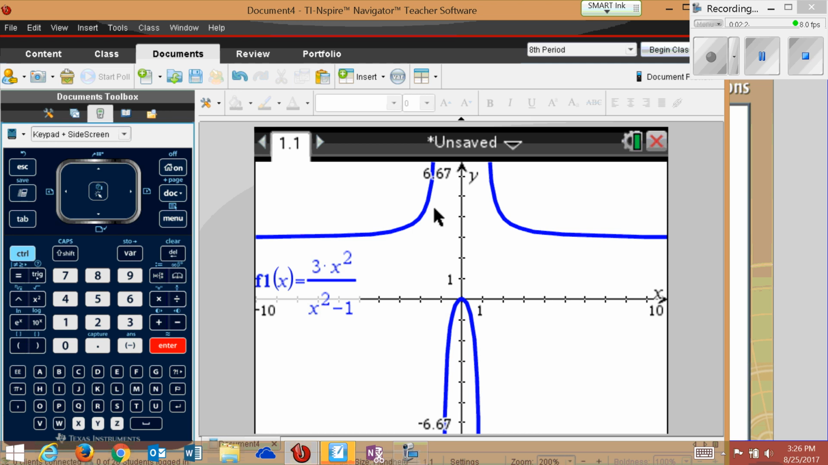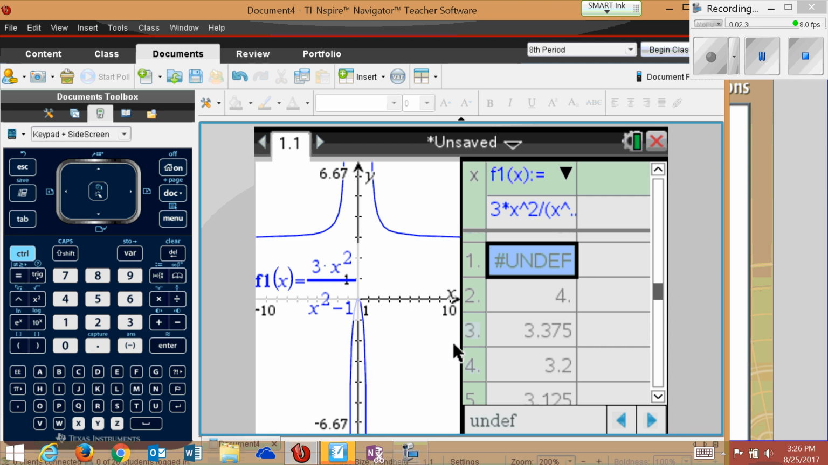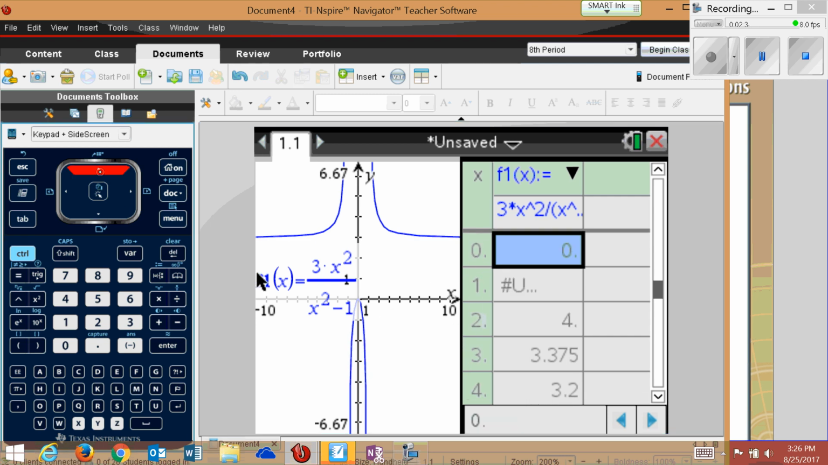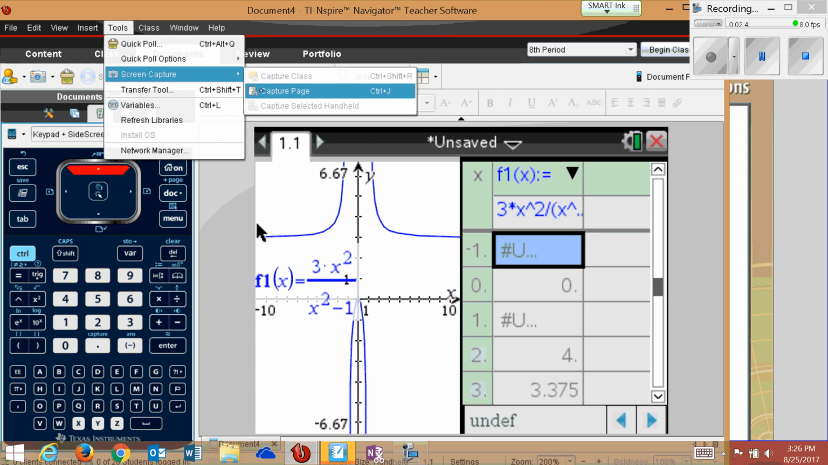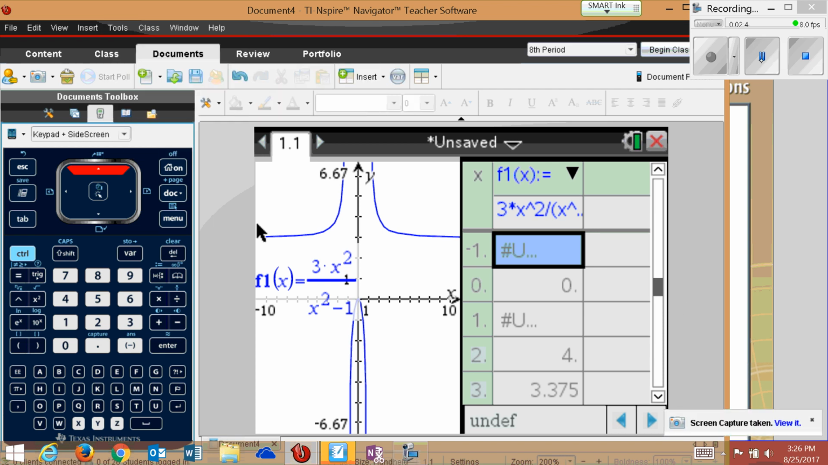And as you look, it seems there's a gap in some of these values. I'll press Control T to help us see them. I press Control T. I see that there's a gap. It looks like at 1 and also at -1. Let me double check real quick. Yep, those values are undefined. So now I have my picture. I'm going to take a quick picture, and I'm going to paste it over here.